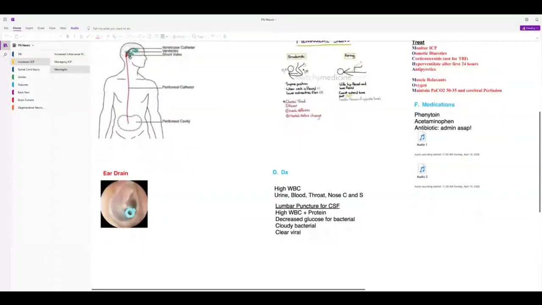You're going to see high white blood cells, protein, and decreased glucose for bacterial meningitis. And how I remember that is bacteria love sugar, so they're going to eat all the sugar in the cerebral spinal fluid, and that has low sugar. It's going to be cloudy if it's bacterial, and it'll be clear if it's viral. So that's an important distinction.